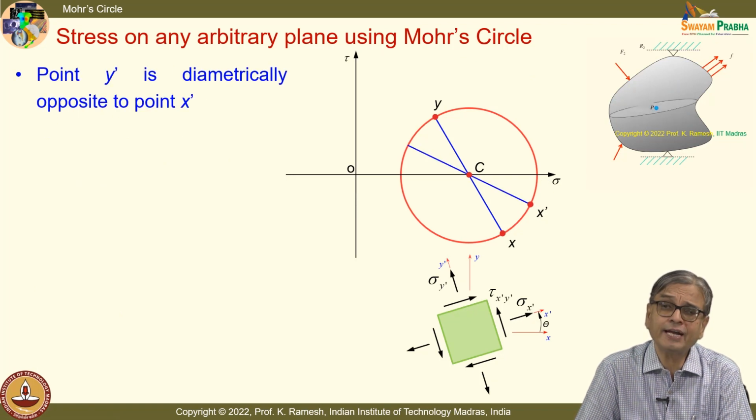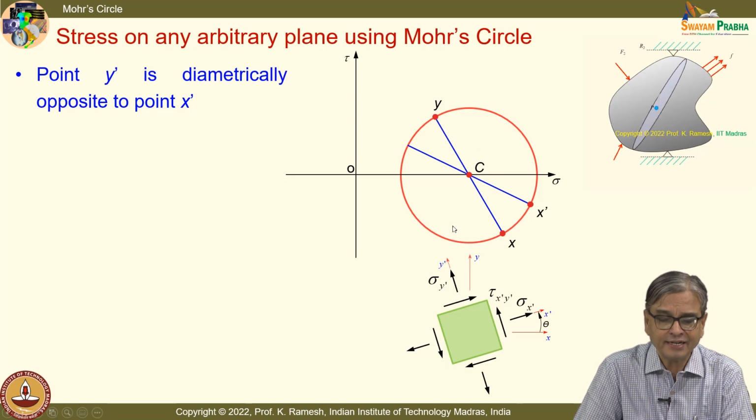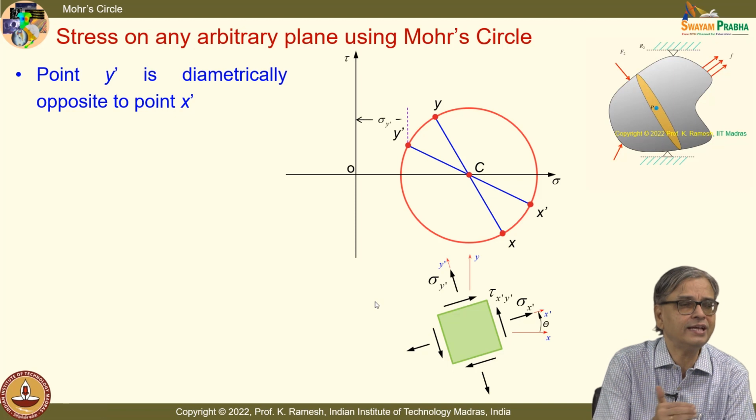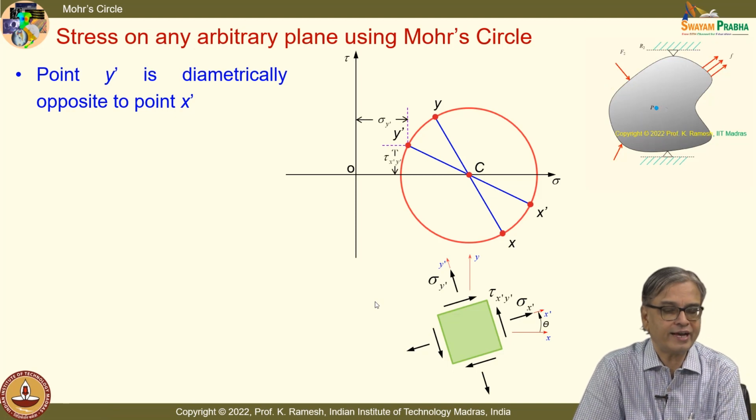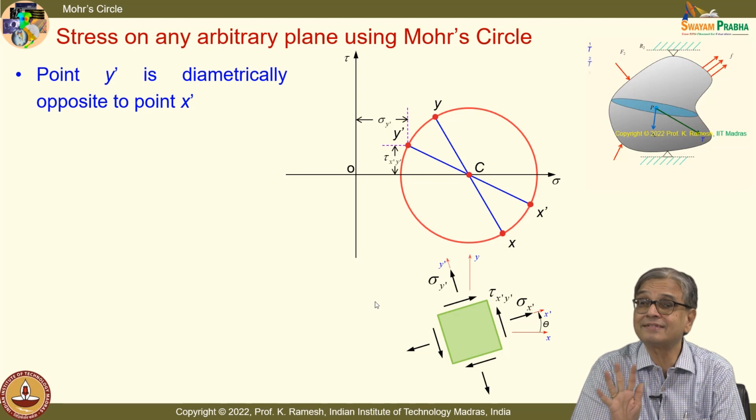And how do I locate the y prime plane? We have already seen that x and y are actually separated by 180 degrees. In a similar fashion, x prime and y prime are separated by 180 degrees. I simply extend the radius to the diameter, so I locate the point y prime. So I can read what is sigma y prime and tau x prime y prime from this diagram. It is as simple as that.